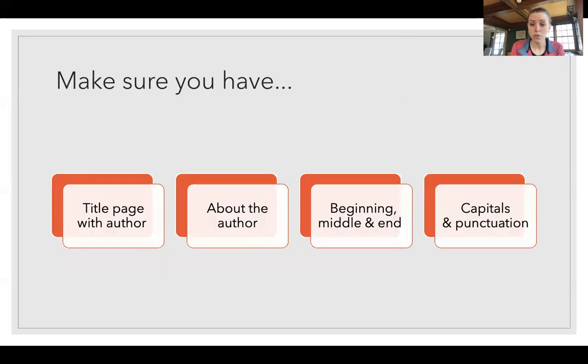When you write your book, please make sure you have a title page with the author, because we have to know who wrote the book. Include your about the author. Make sure you have a beginning, a middle, and an end, and that your story makes sense so that it's fun for a reader to read your book. And also check to make sure you have capitals and punctuation where they belong.